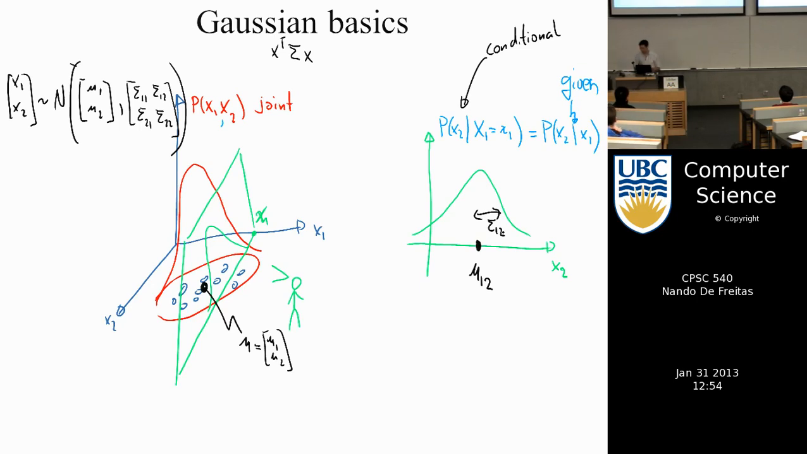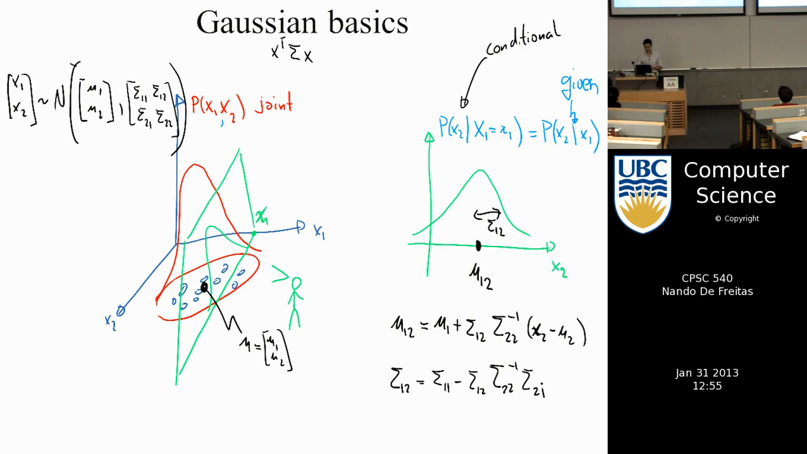That theorem essentially tells us that mu1,2 is equal to mu1 plus sigma1,2 times sigma2,2 inverse times (x2 minus mu2), where that x2 is that tilde x2 that we're conditioning on. Okay, so that formula exists. Moreover, there is also a formula that says that sigma1,2 is equal to sigma1,1 minus sigma1,2 times sigma2,2 inverse times sigma2,1.